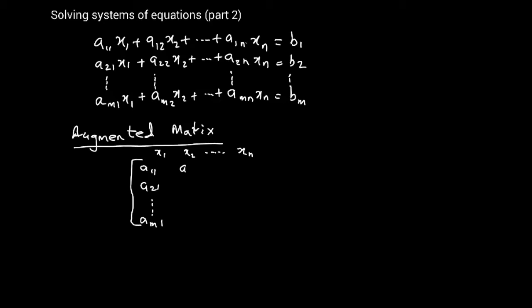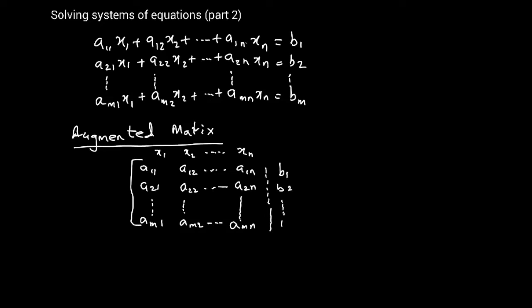The coefficients of x2, a12, a22, all the way down to am2. And in this way we continue on, and this becomes a1n, this is a2n, and all the way down to amn. Now these are basically the coefficients. Now if I put a dashed line here, it means the other side, and put the right hand side here, then this matrix that results is called the augmented matrix.